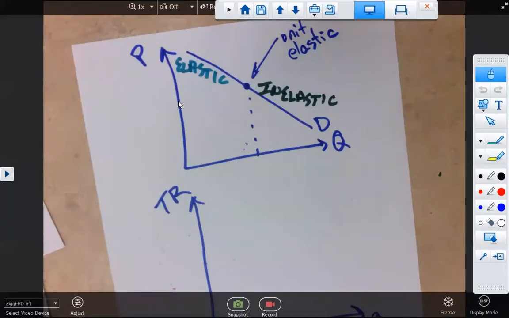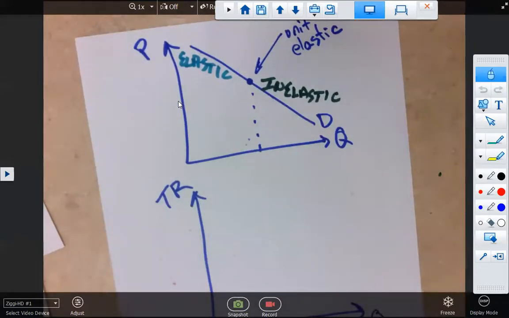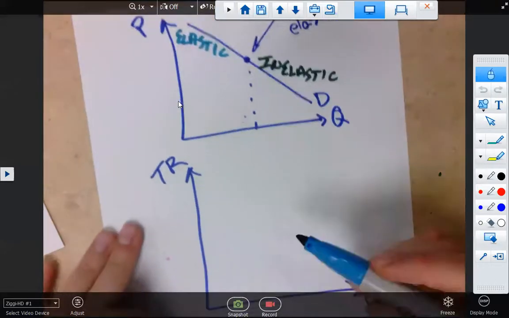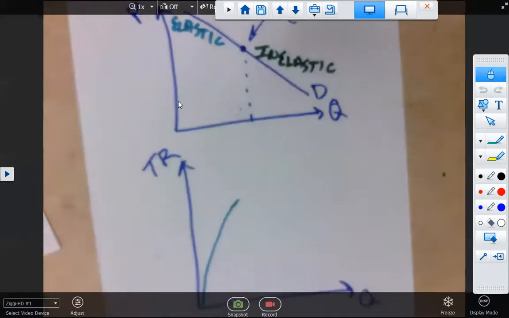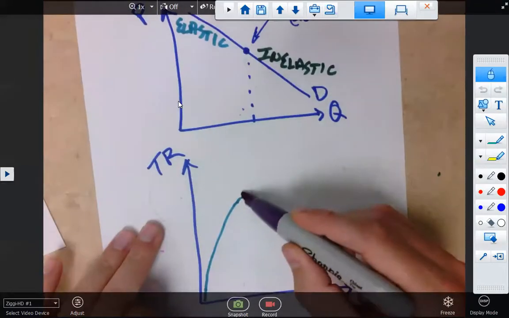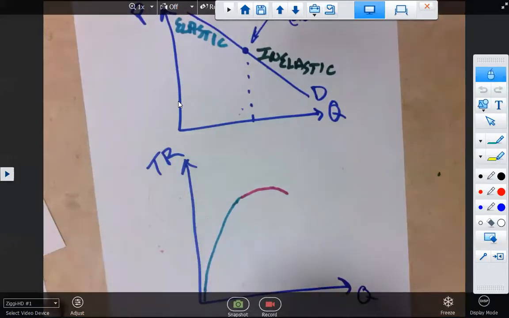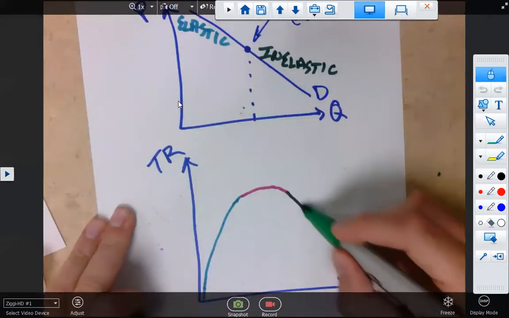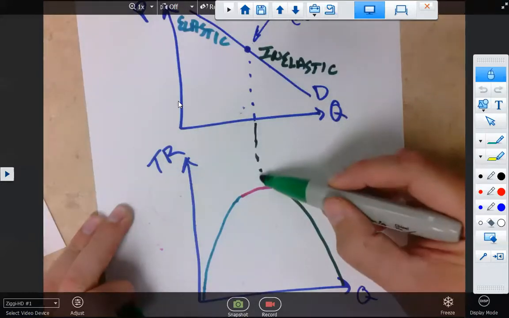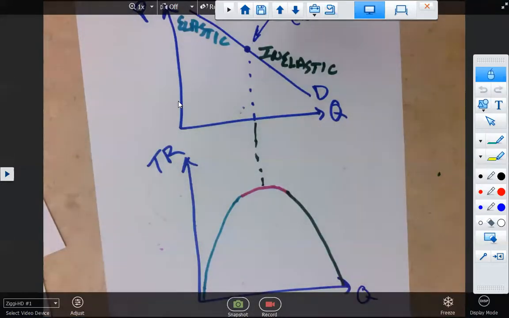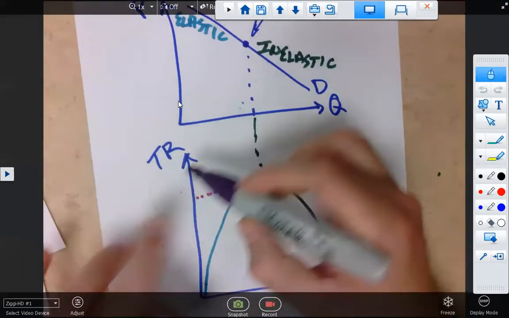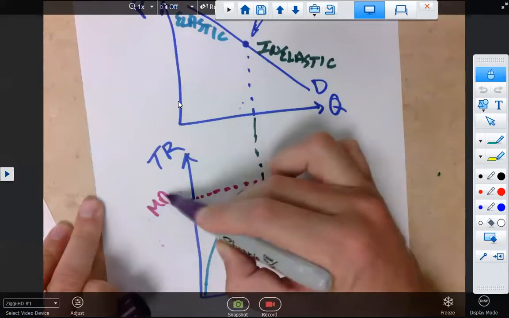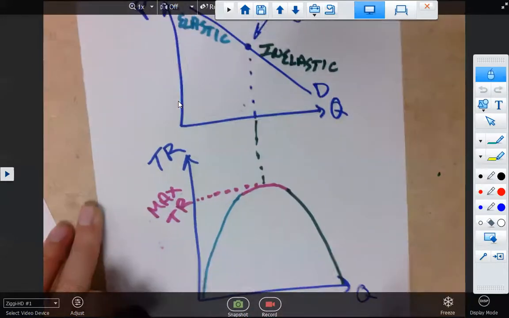And what these relate to at the end of the day is the total revenue curve, and the fact that the total revenue peaks at that unit elastic point. This is the maximum total revenue possible for this particular firm.